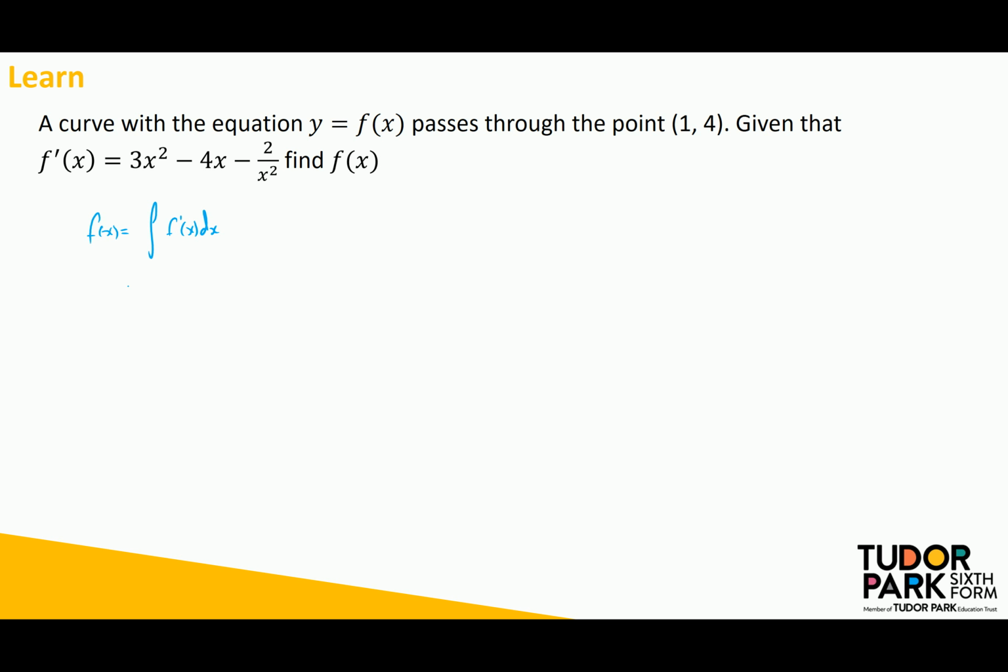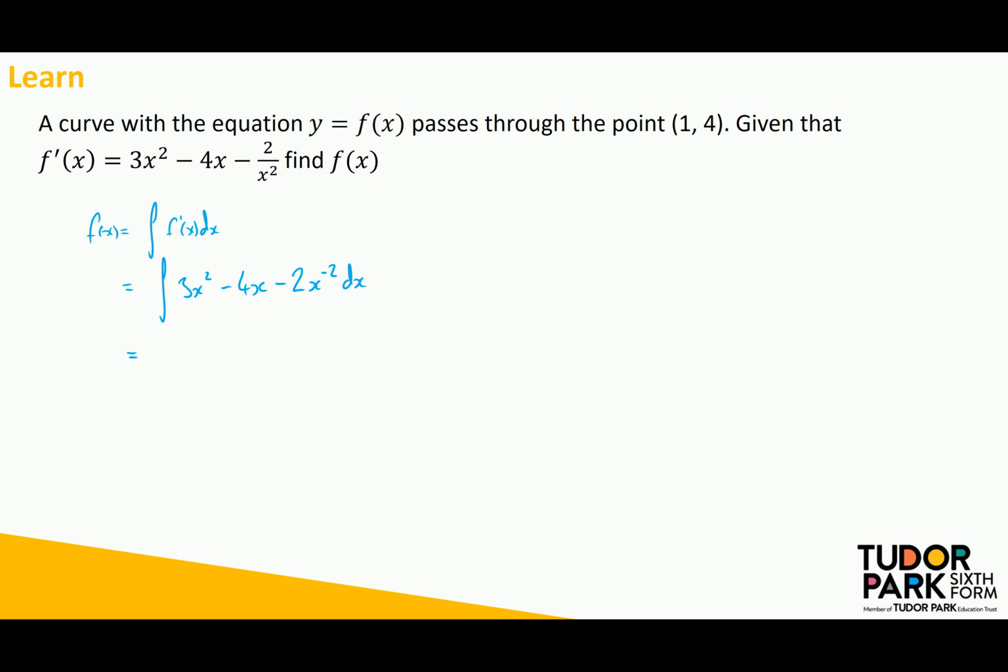to x. That is the integral of 3x squared minus 4x, and then remembering that the nice way to do this is to write this as single powers of x all on one line. This is going to become minus 2 lots of x to the power of minus 2 with respect to x.